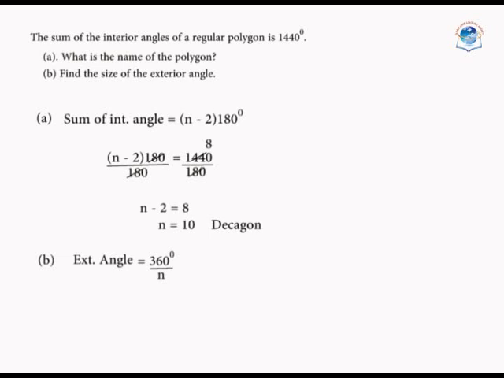Exterior angle is given by 360 over n. So we have 360 divided by 10, and that is equal to 36 degrees. Good luck with polygons.